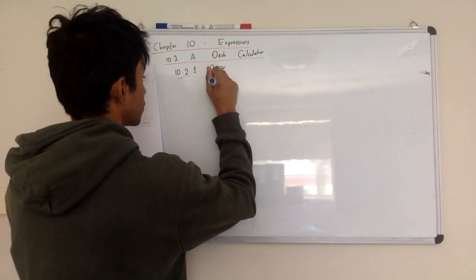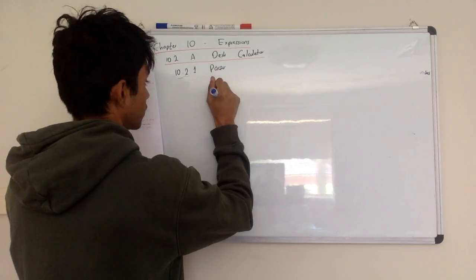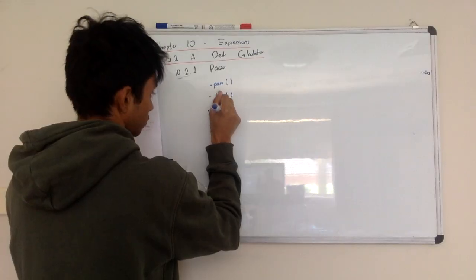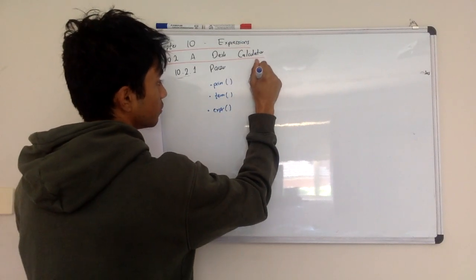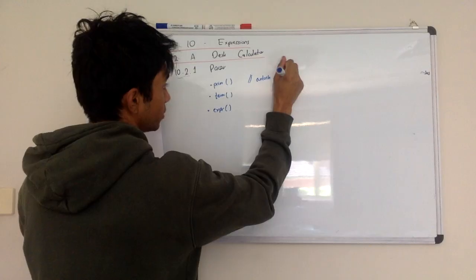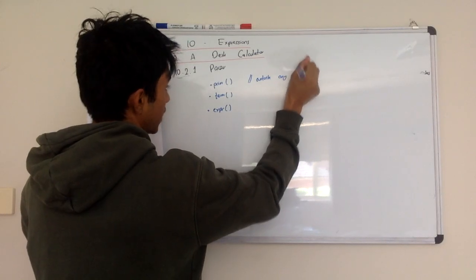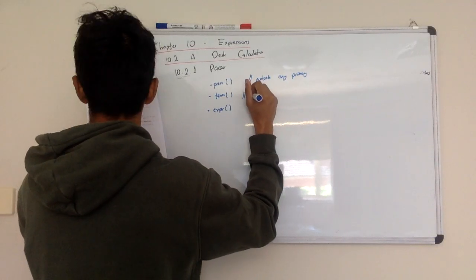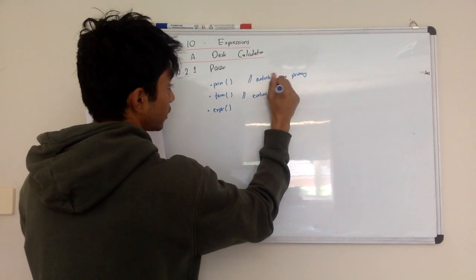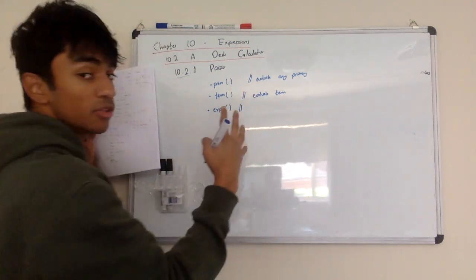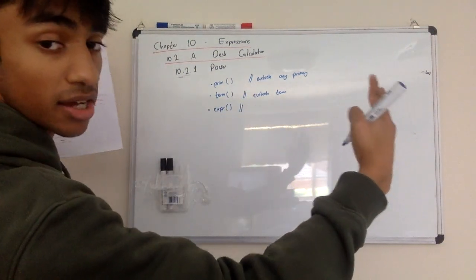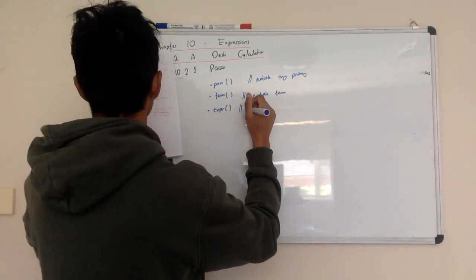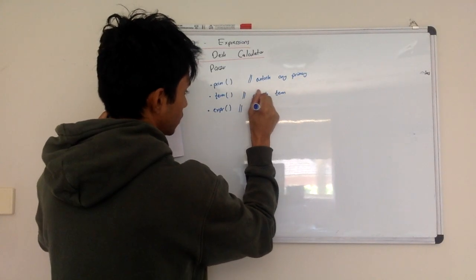There's the prim function, there's the term function, and there's an expression function. The prim is able to evaluate any primary, whether that's a number, a name, an expression in brackets, or a negative primary. A term is able to evaluate whatever term you like. So whatever string of primaries that are multiplied and divided with each other, a term function should be able to evaluate that string of primaries. And an expression can evaluate an expression.